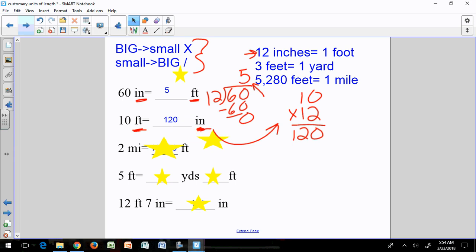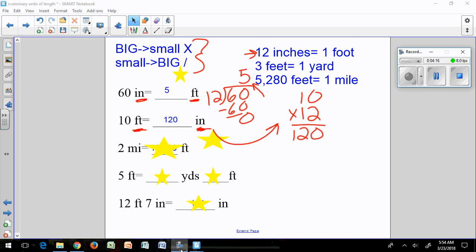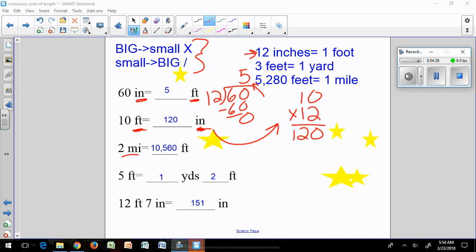Pause the video and try the rest by yourself. Play the video when you're ready to check your work. And pause. All right. How did you do? To go from 2 miles to feet, we had to multiply by 2. We have 5,280 feet in a mile, so we have 10,560 feet in 2 miles.